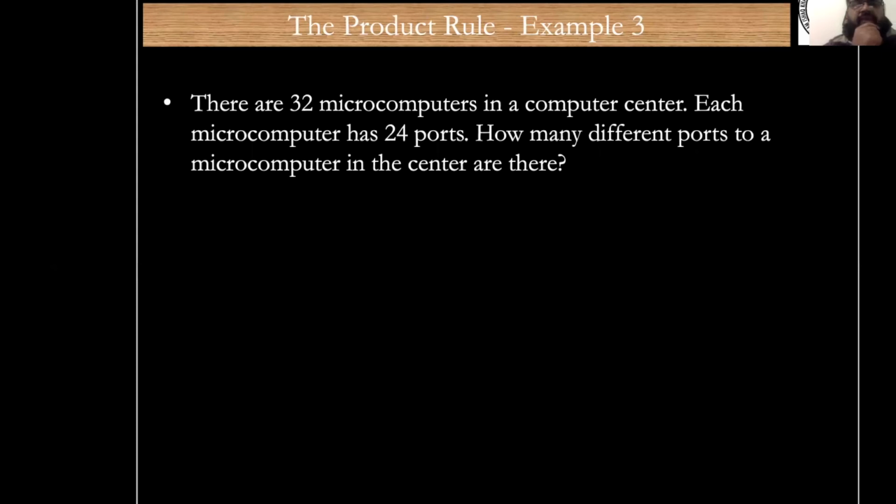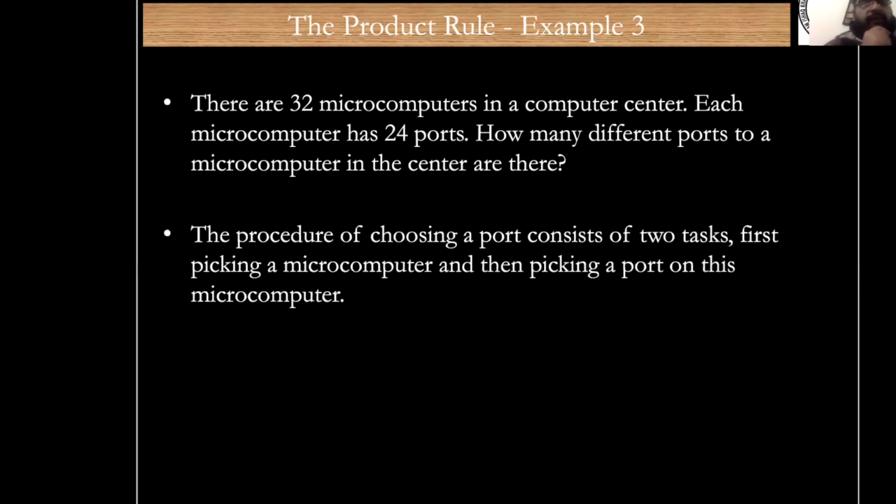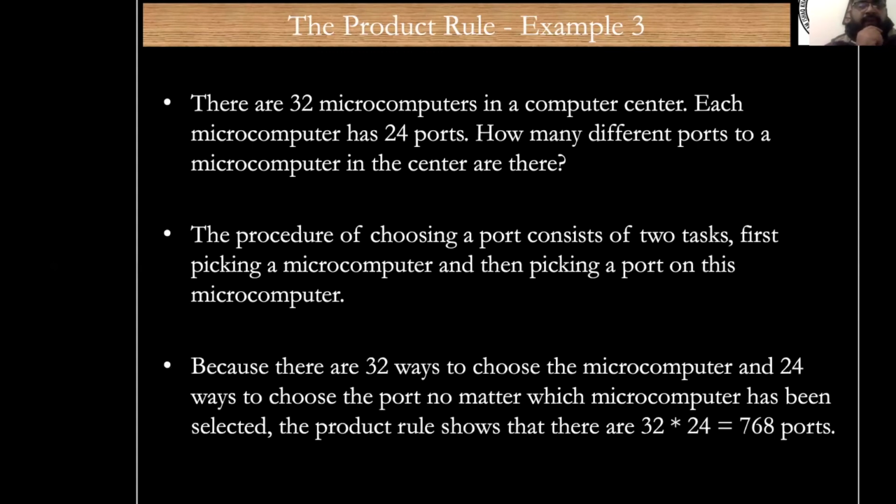You have 32 microcomputers. For each microcomputer, you have got 24 ports or 24 options. So how many different ports to a microcomputer in the center are there? 32 multiplied by 24 by the product rule. The procedure of choosing a port consists of two tasks, first picking a microcomputer and then picking a port on this microcomputer. Because there are 32 ways to choose the microcomputer and 24 ways to choose the port, no matter which microcomputer has been selected, the product rule shows that there are 32 multiplied by 24, which is equal to 768 different ports.